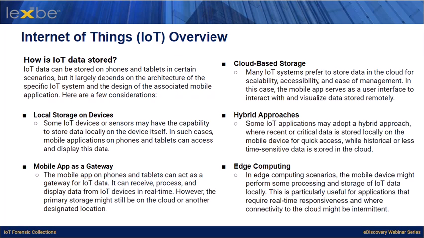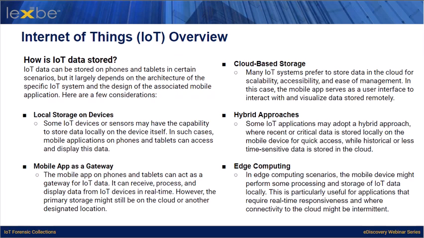Mobile app as a gateway. The mobile app on phones and tablets can act as a gateway for the Internet of Things data. It can receive, process, and display data from the IoT devices in real time, like a Ring camera. However, the primary storage might still be in the cloud.